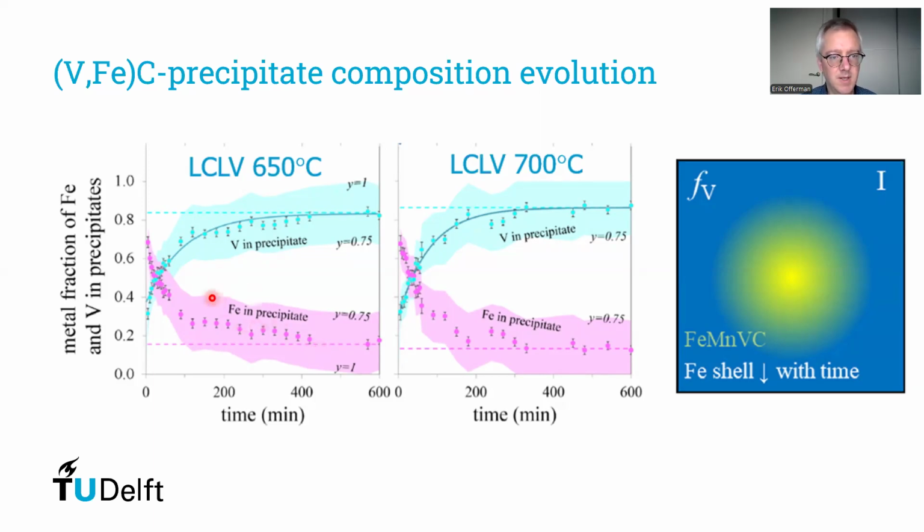Because if the nucleus contains more iron, the magnetic contrast is different. So if it contains more iron than when there's little iron in it. So this is the way we could detect how the composition of the precipitate evolved as a function of time on the nanometer scale. So we have a core rich in vanadium carbide, but a shell that is more rich in iron.